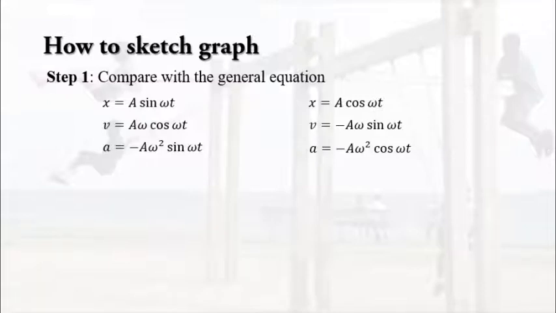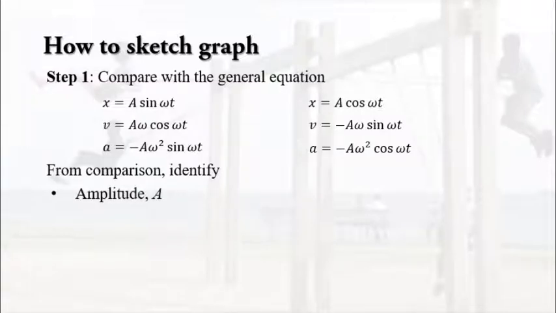Then you have to see which types of graph or which type of equations that you're going to use in your equations. So after you compare the equations given with the information given, you try to identify the following items. First, the amplitude. For the x graph, we are trying to identify the amplitude, but for the v graph, what are we going to do? We are going to identify its A omega, whereas for the a graph, we will try to identify A omega squared.